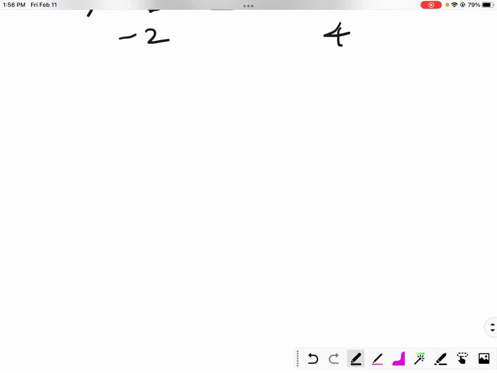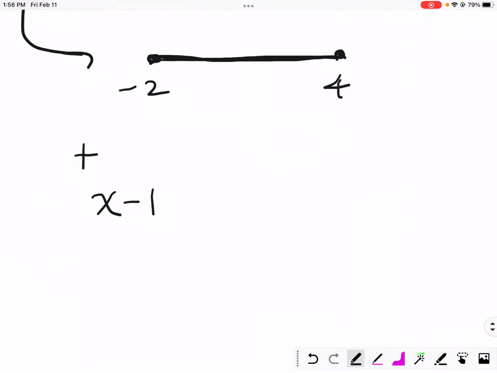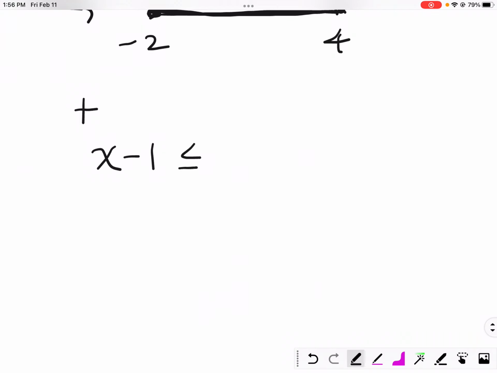I'm going to actually do how to do this out fully. Remember what absolute value does? Absolute value, if x minus 1 is positive, then basically the absolute value signs drop off. And then let's add 1 to both sides.